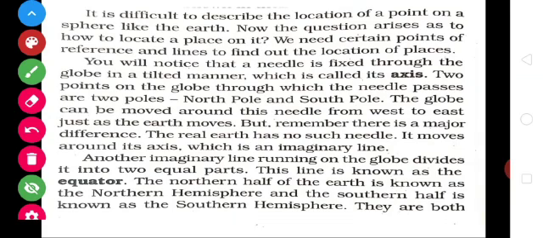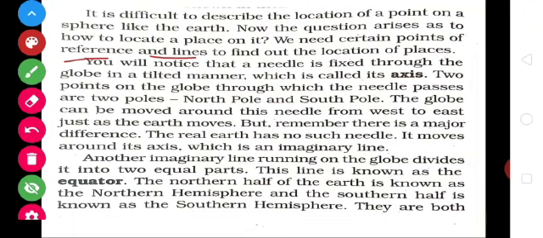It is difficult to describe the location of a point on a sphere like the earth. Now the question arises as to how to locate a place on it. How can we locate a particular place on the earth? We need certain points of reference and lines to find out the location of places.